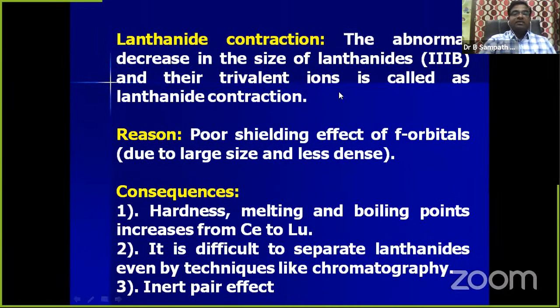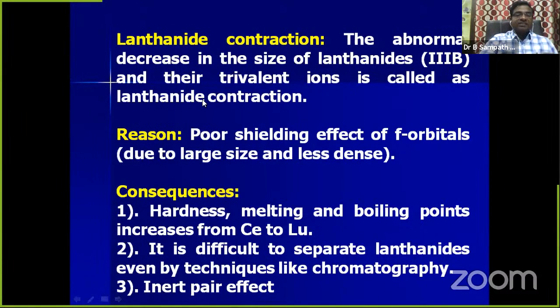Next children, the lanthanide contraction. So what is the lanthanide contraction? It means the abnormal decrease in the size of lanthanides, that is third B group, and their trivalent ions is called lanthanide contraction. Children, we know very well, lanthanides belong to third B group.